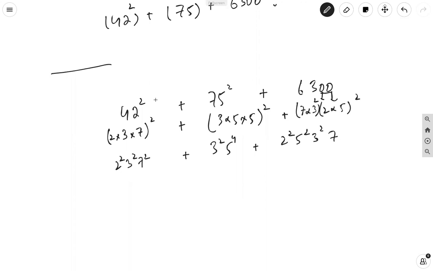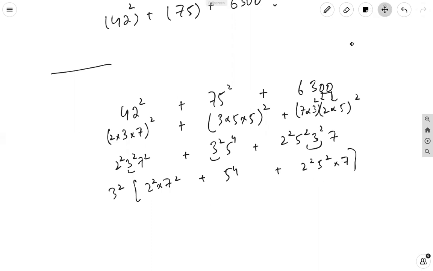Now see what is common in all of these: 3 square, 3 square, and 3 square. Please mute yourself, otherwise I will mute all of you. We take out 3 square, so this will be 2 square into 7 square, plus this will be 5 power 4, and this will be 2 square into 5 square into 7, right?